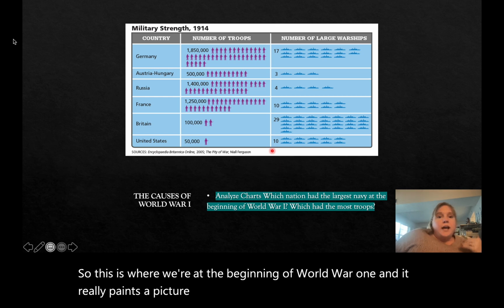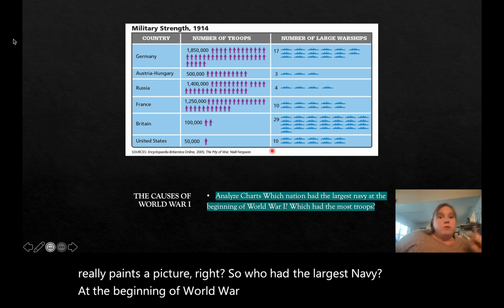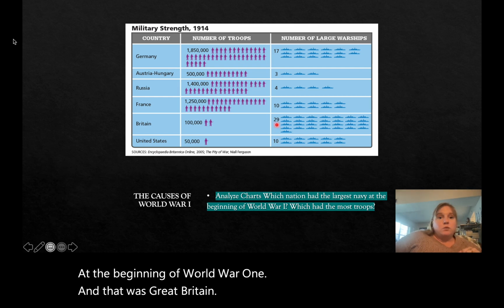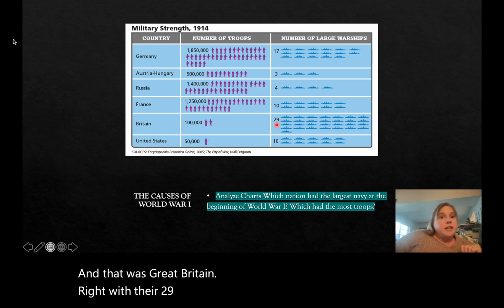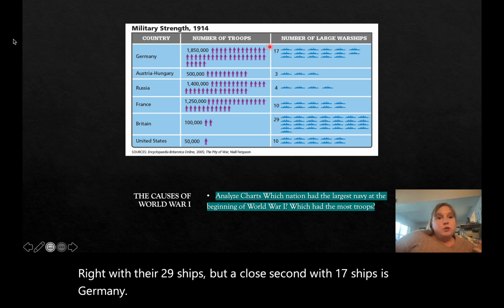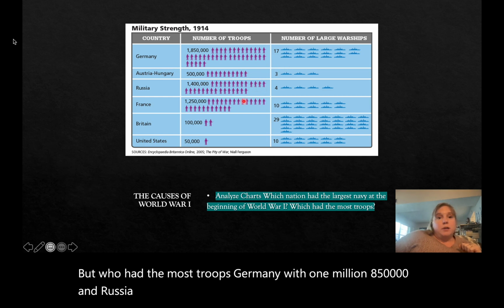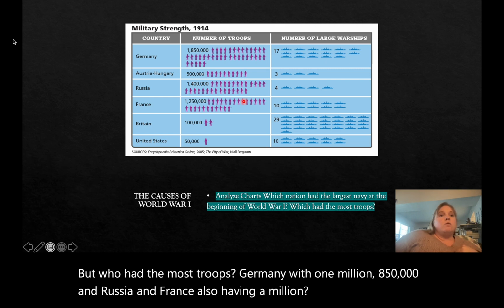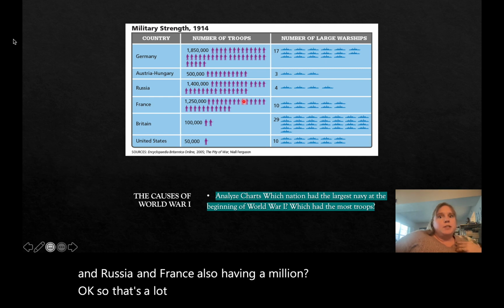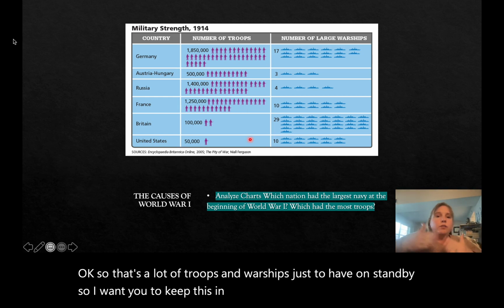So who had the largest navy at the beginning of World War I? That was Great Britain, with their 29 ships. But a close second with 17 ships is Germany. But who had the most troops? Germany with 1,850,000, and Russia and France also having over 1 million. That's a lot of troops and warships just to have on standby. So I want you to keep this in mind as we look at how World War I began.